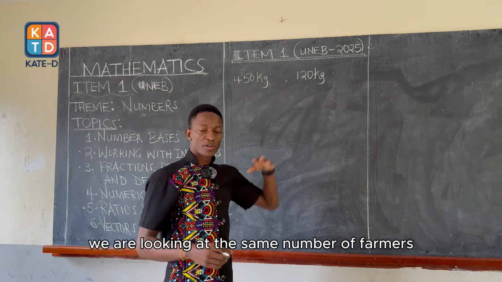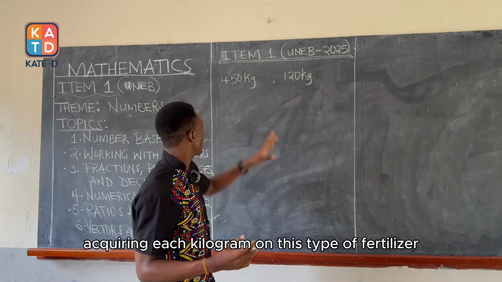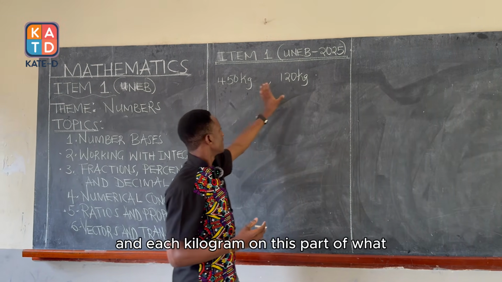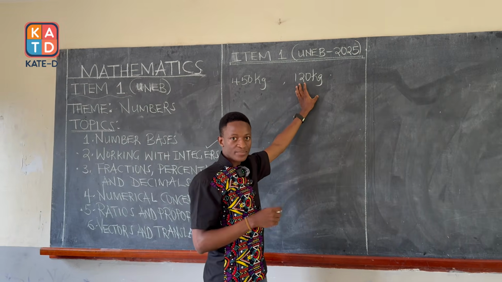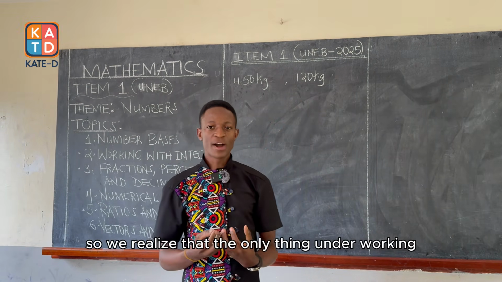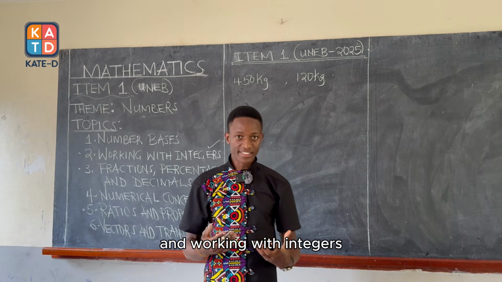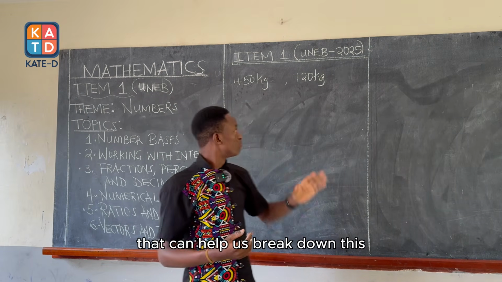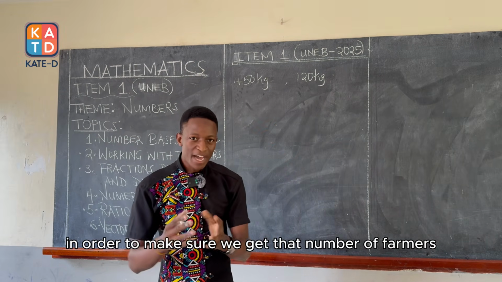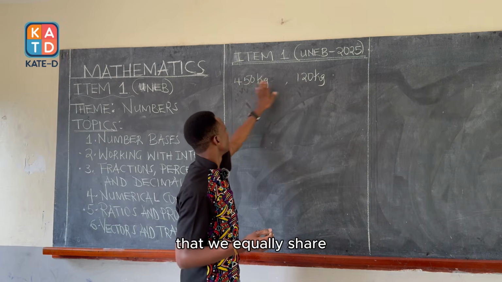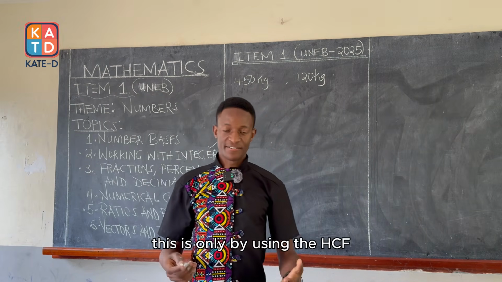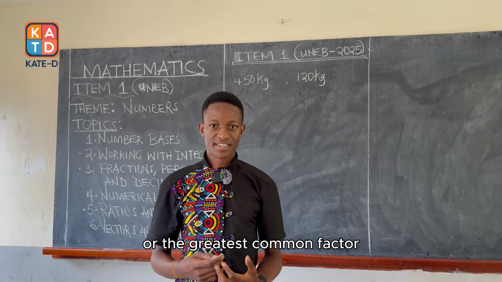When you break up these two, we are looking at the same number of farmers acquiring each kilogram of this type of fertilizer and each kilogram of this part of fertilizer. So we realize that the only thing, working with integers, that can help us break this down, to make sure we get the number of farmers that will equally share this, is using the HCF, or the greatest common factor.